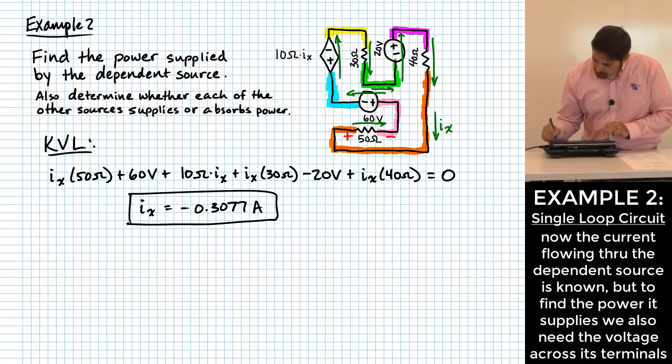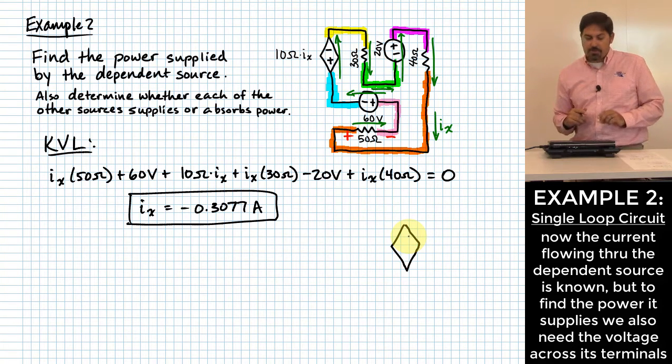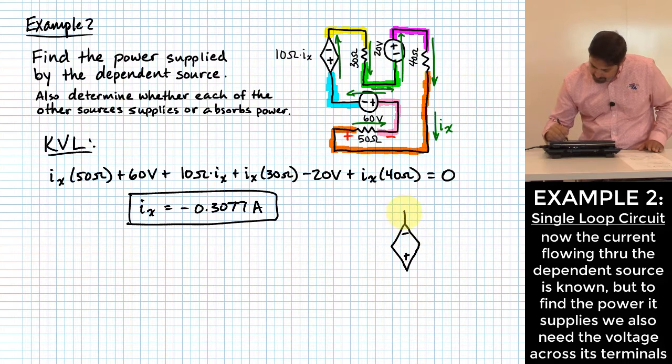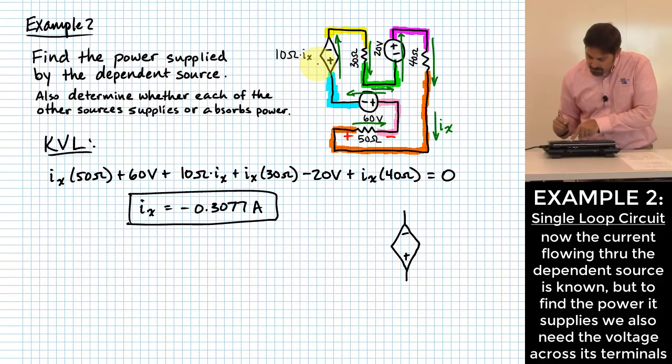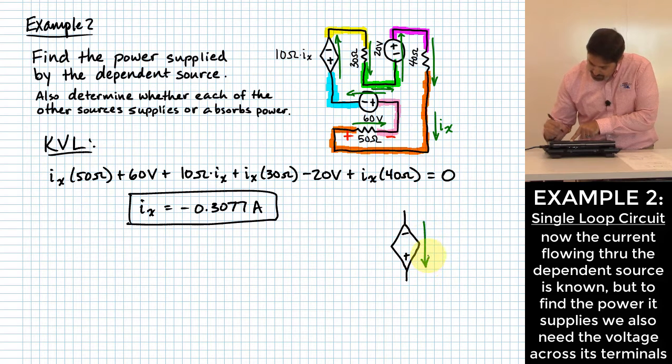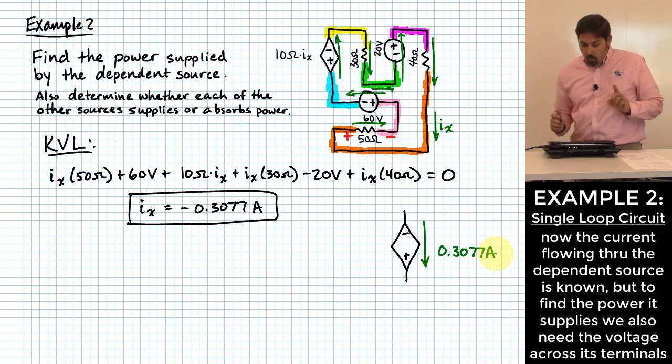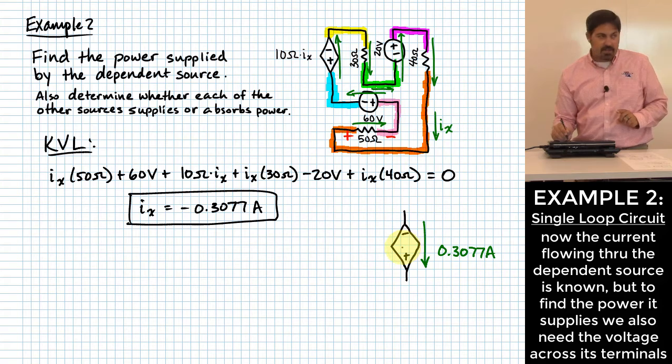Let me separate off the dependent source just so we're not confused by stuff. Let's think of it all by itself over here. Do we now know which direction current flows through the dependent source? The dependent source has its polarity like this, right? And we know that the current that flows through it doesn't go the direction we assumed originally. It really is going to go the opposite direction, right? It's going that way with a value of 0.3077 amps. Agree with me?